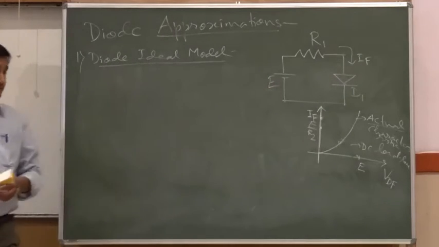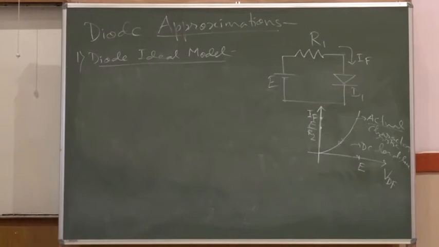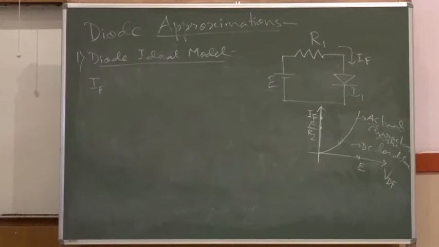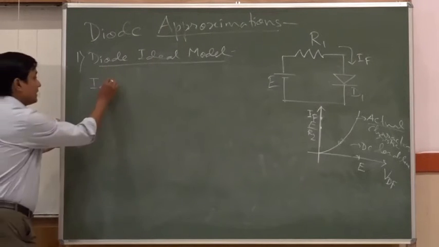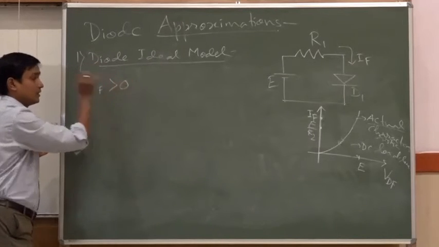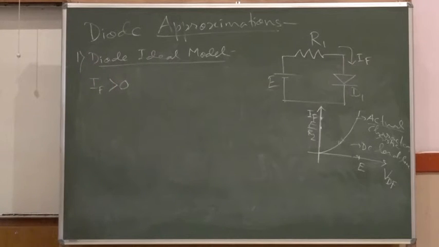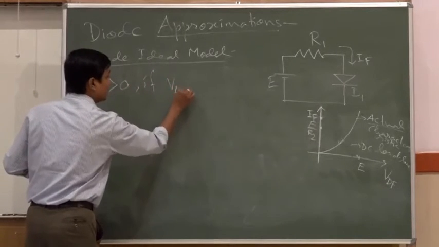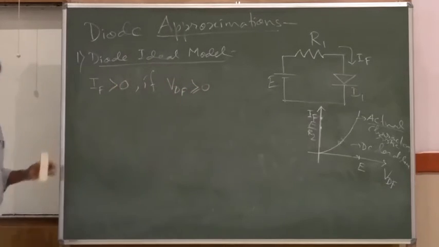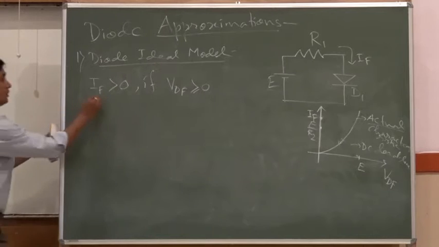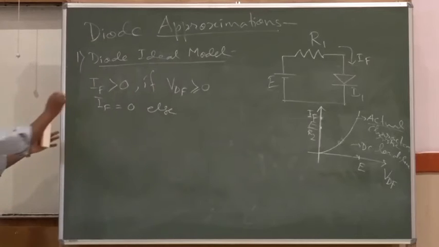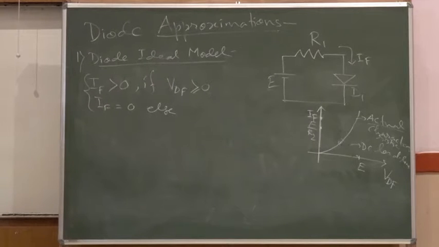Okay. So, mathematically, if I represent that, say the current flowing through the diode is IF, if I say IF needs to be greater than 0, in that case I have to make VDF greater than or equal to 0. IF will be 0 otherwise.